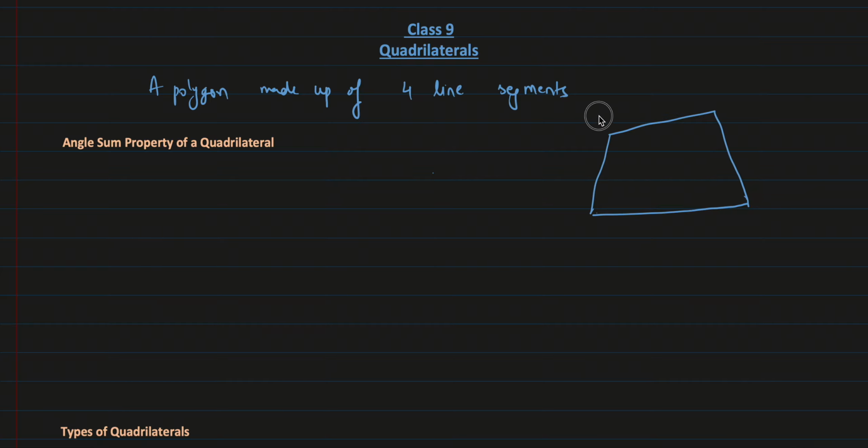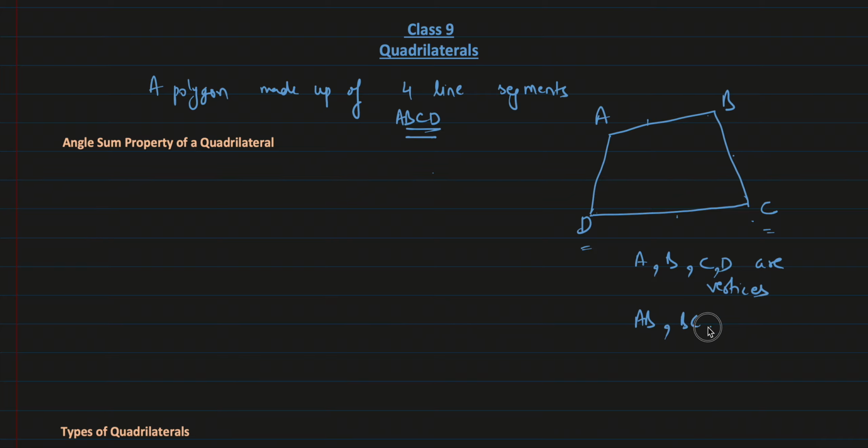If you see this A, B, C, D. ABCD is a quadrilateral. I name it like that. Now A, B, C and D are called the vertices of the quadrilateral. AB, BC, CD, AD are the sides of this quadrilateral.